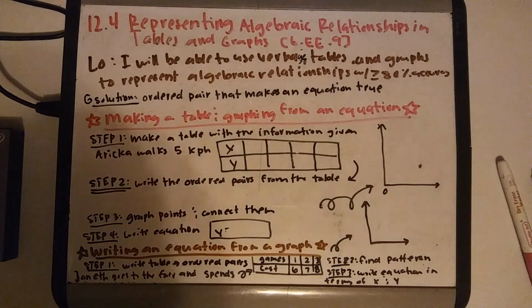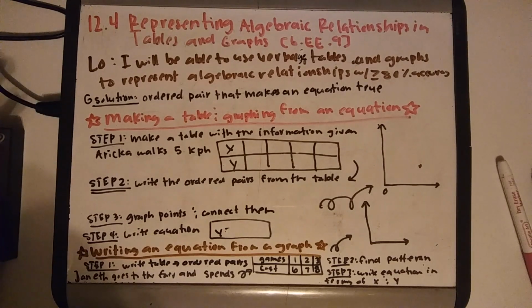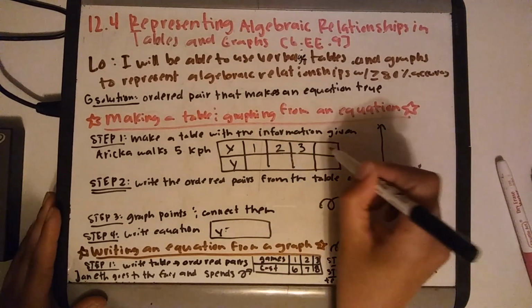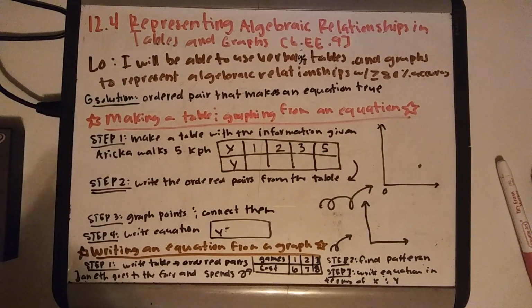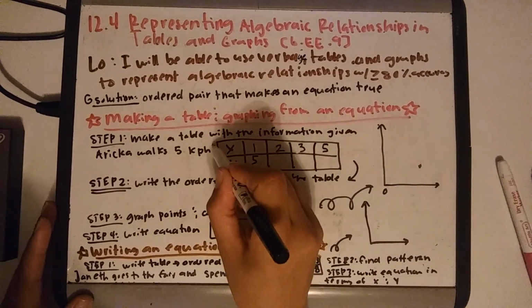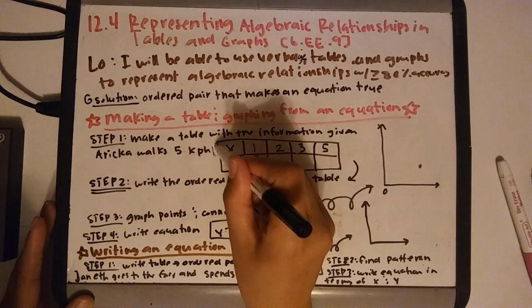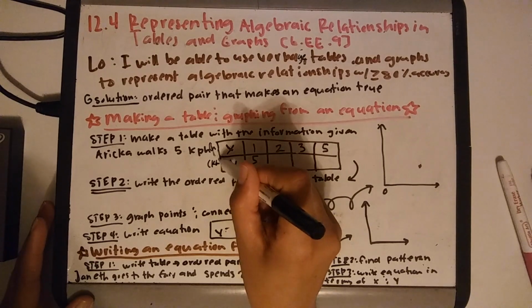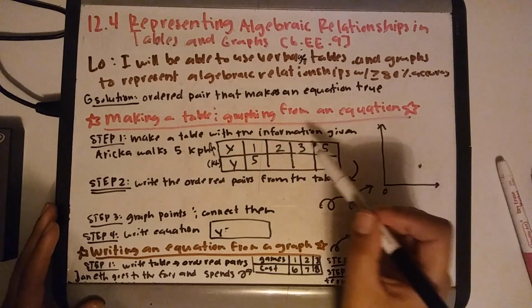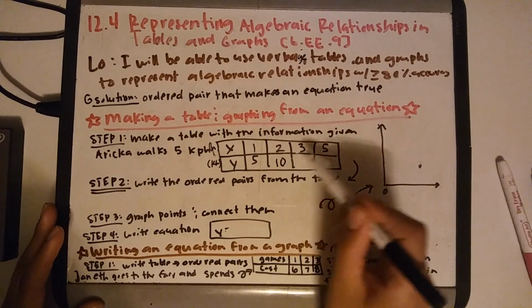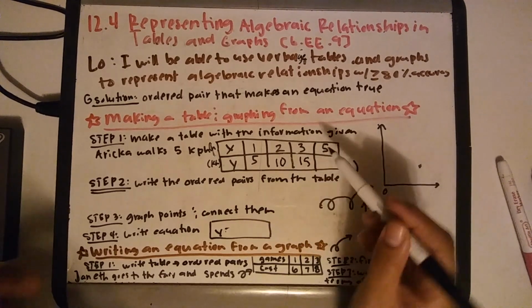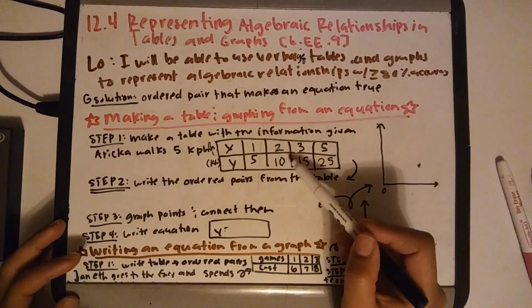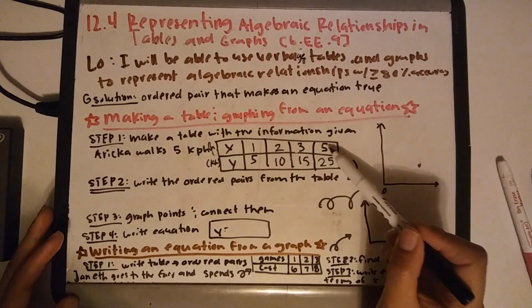Okay, so it says Erica walks 5 kilometers per hour. So for instance, we're going to say 1 hour, 2 hours, 3 hours, and let's do 5 hours. For every 1 hour, she walks 5 kilometers. So this is going to be my x, my time, so it's going to be my hours, and this is the kilometers that she walks. For 2 hours she will be walking 10 kilometers, 3 hours 15, and 5 times 5 is 25. So the pattern is that I'm multiplying by 5 every time. 1 times 5 is 5, 2 times 5 is 10, 3 times 5 is 15, 5 times 5 is 25.